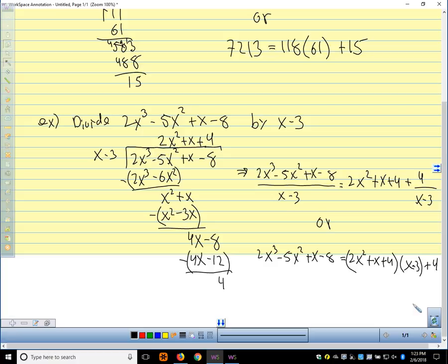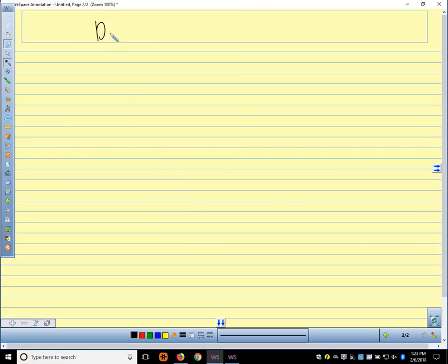All right, so what I'm going to do is write out formally what we're talking about here, and then we are going to apply that to polynomials, and then we'll talk about a shortcut that we can use sometimes. All right, so what we're doing here is called the division algorithm.